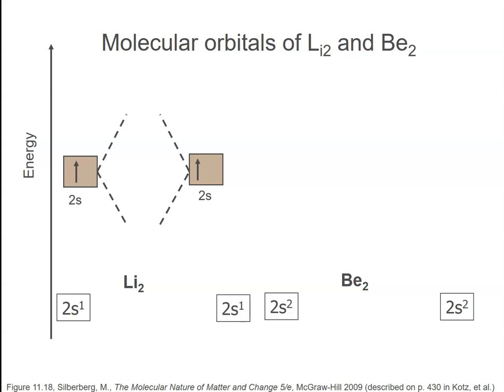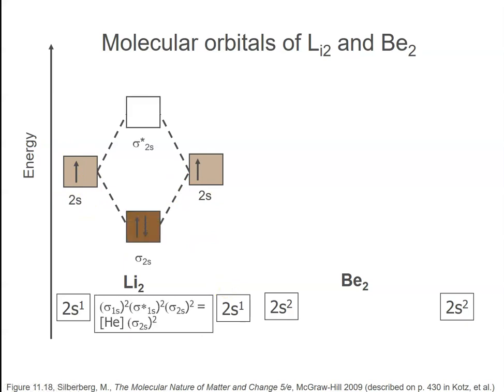I'm ignoring the 1s's because they're full, so I'm just going to the valence electrons. Lithium has only 1 valence electron in its 2s orbital. So we have a 2s1 here and a 2s1 here. So we mix them and we get sigma 2s and sigma star 2s. Again, we had only 2 electrons, so we put 2 electrons here.